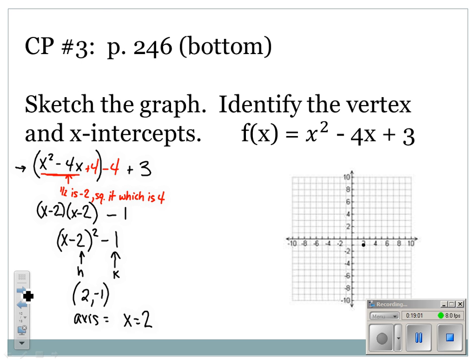Plug in a 1. If we put in 1, we're going to have 1 minus 2, squared, minus 1. So negative 1 squared is 1, minus 1. We're going to get a 0 when we plug a 1 in. When you plug a 3 in, you should get a 0 as well. If you plug 2 in, we're going to get 0 minus 1, or negative 1.